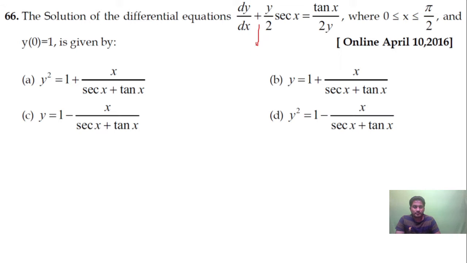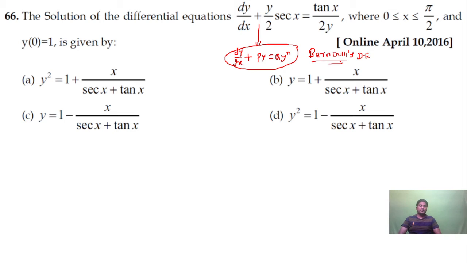This is of the form dy/dx + Py = Qy^n. That is Bernoulli's differential equation. P and Q should be constants or functions of x alone, but you have y on the right side.